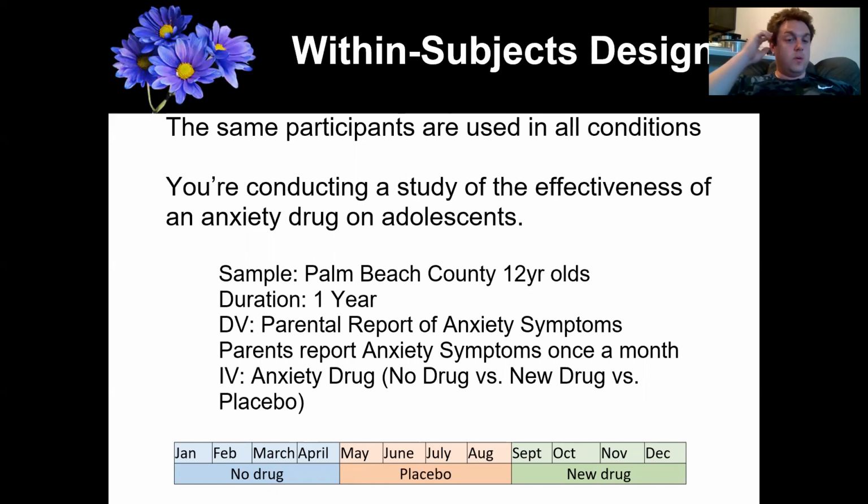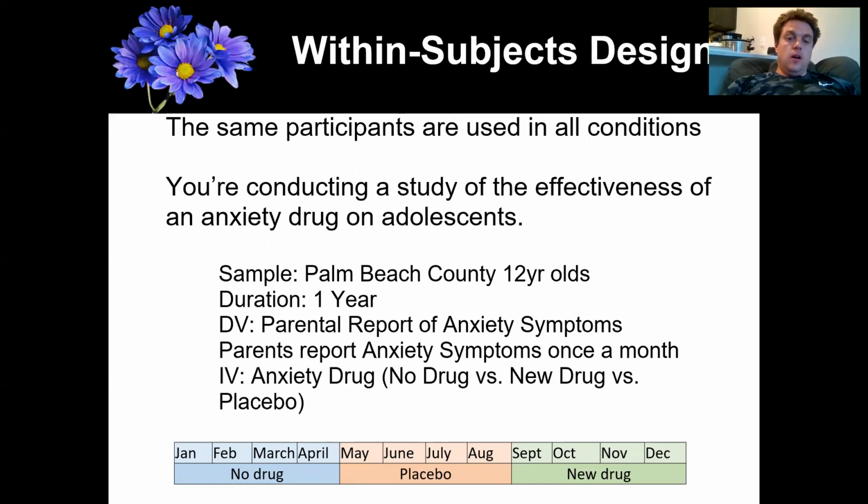Okay, so onto the study. It takes place over a year. So they start in January through April, where they get no drug, placebo from May to August, and then the new drug from September to December. Just pause the video and take a minute and think about what some issues with this study are. What would be some confounds? Again, we're going to measure the same people multiple times. So pause the video, take a minute, think about that, and then resume it.